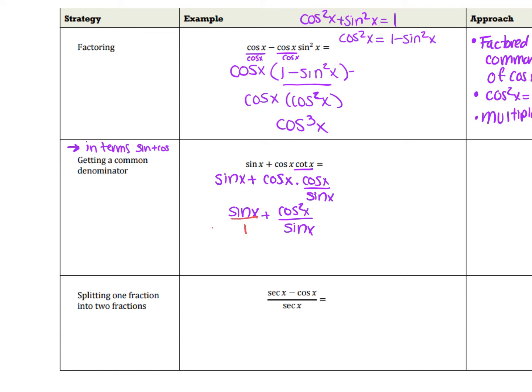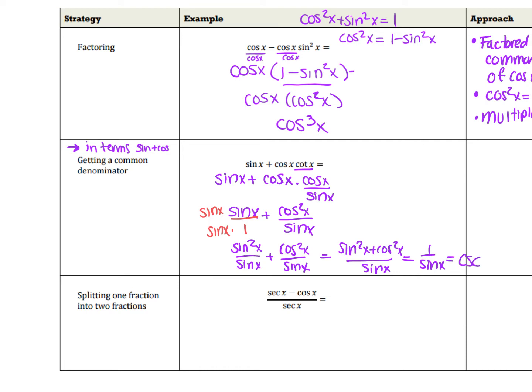This sine is over 1. So I'm going to multiply this by sine over sine. So I'll end up with sine squared over sine plus cosine squared over sine, which is going to end up being sine squared plus cosine squared all over sine. Well, sine squared plus cosine squared is 1. 1 over sine is cosecant. All right, so let's talk about our steps.